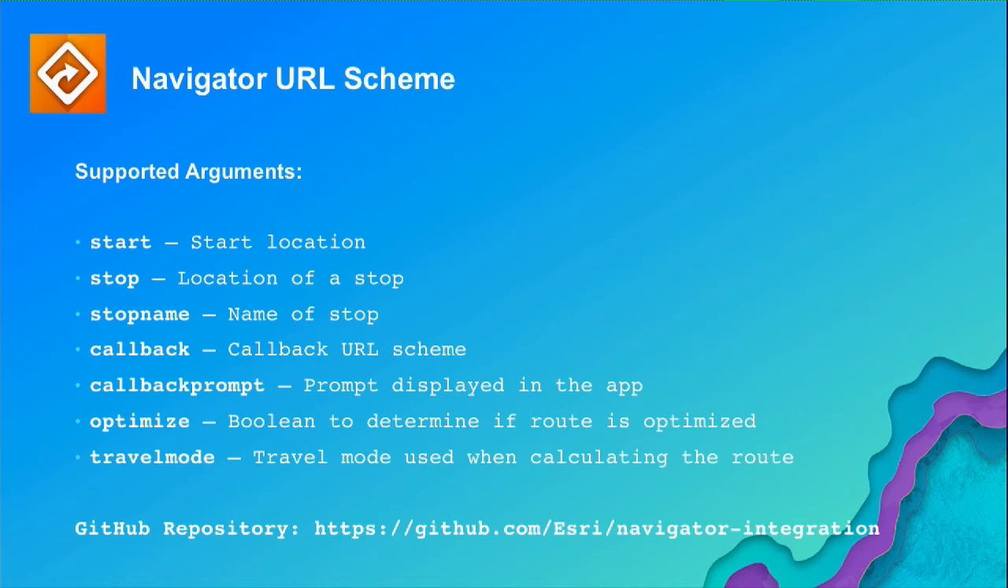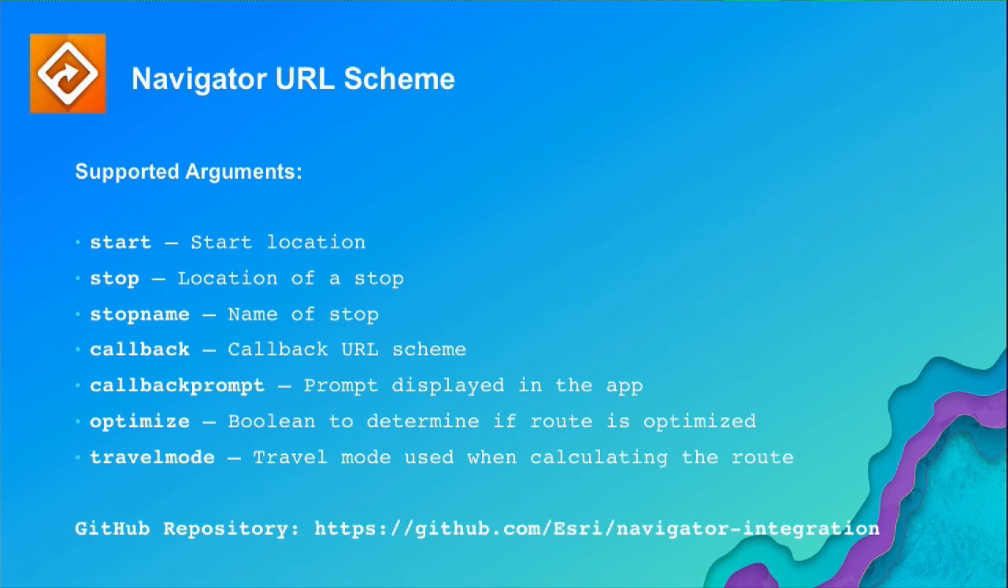Navigator, I showed you the stop parameter. You can also provide a stop name if you want to give those things a more meaningful name. In some cases you might just be using a coordinate pair for your stops, so you can give it a little bit more context so the field worker knows where they're going. You can provide the optional start. If you don't provide the start, it will just use your current location to generate the route. But if you know they're going to be starting at a specific location, you can provide that, and it will generate that route accordingly.